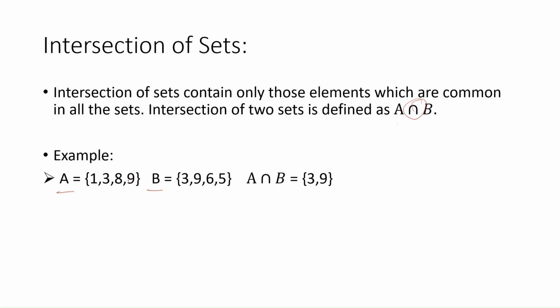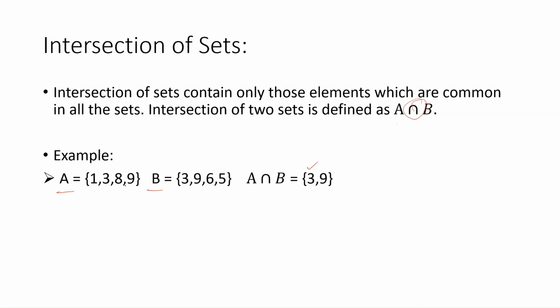Now, if we look at these sets, what are the common elements? First, we consider 1. Is 1 inside B? No. So, it's not a common element. Next is 3. Is 3 inside B? Yes, it is. So, 3 is a common element between set A and B. So, first, we have written here 3. Next, 8. There is no 8 inside B, hence 8 is not a common element.